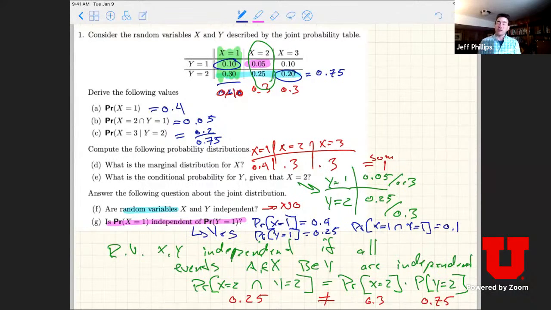So the events are independent, even though the random variables are not independent, because the random variables need all possible events to be independent for them to be independent. So these are some tricky aspects about independence and probability. Any questions here?